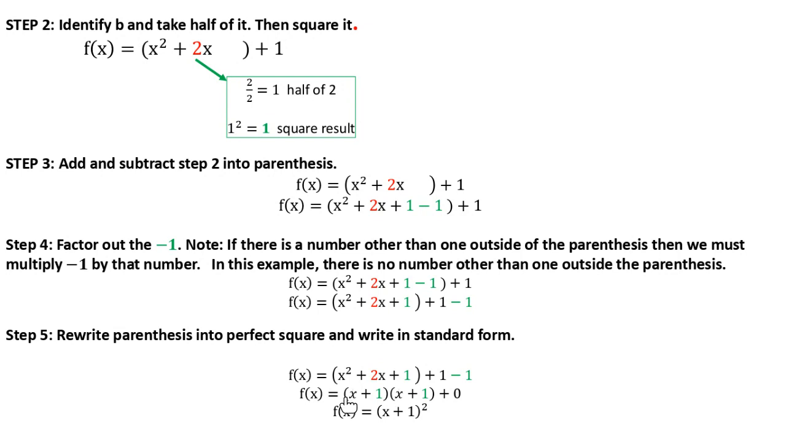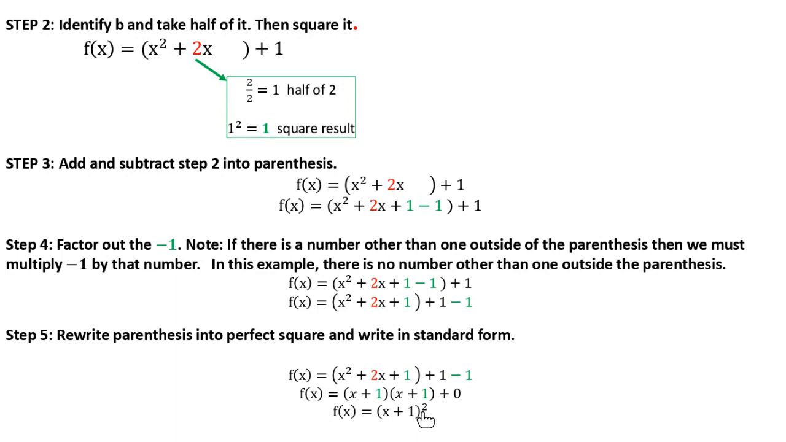If you don't see or recognize it, you can go ahead and FOIL it. x times x is the x squared, then x times 1 is x, and 1 times x is x, which gives me 2x, and 1 times 1 is 1. So this gives me a perfect square. I have two of this, x plus 1 times x plus 1, which simplifies to just x plus 1 squared. Hopefully we can see that.